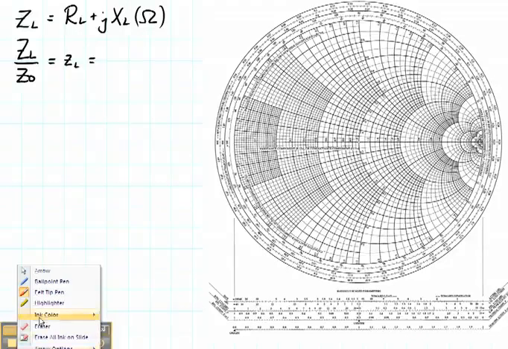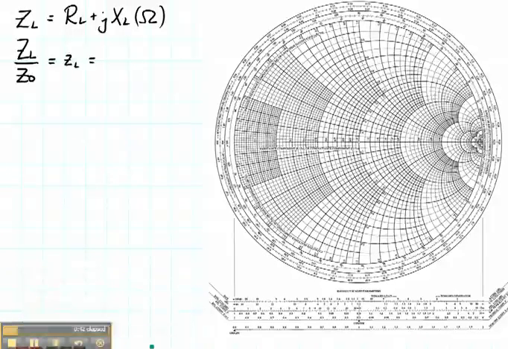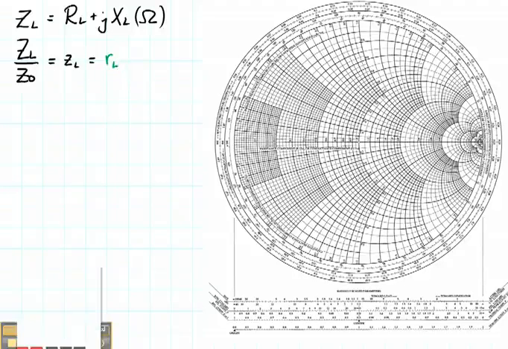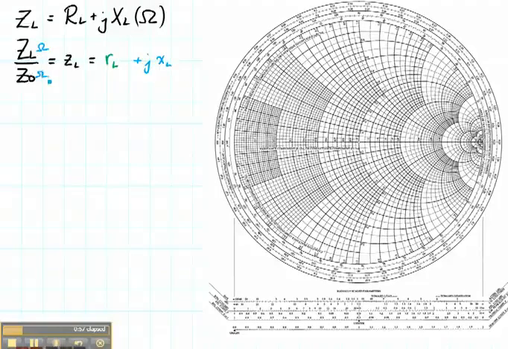And I'm going to color code these because we're going to draw them on the Smith chart in these colors. It has a real part, RL, and it has an imaginary part, XL, and it has no units. It's unitless because it's normalized. It's ohms divided by ohms here, so it ends up with no units. And that's what we're going to be plotting on the Smith chart.